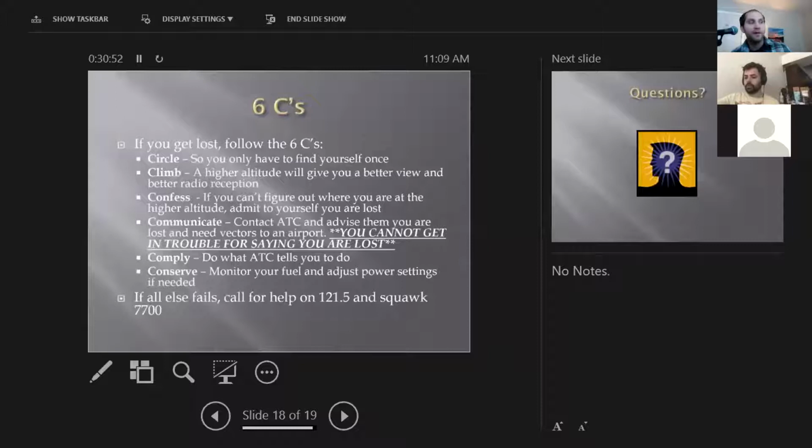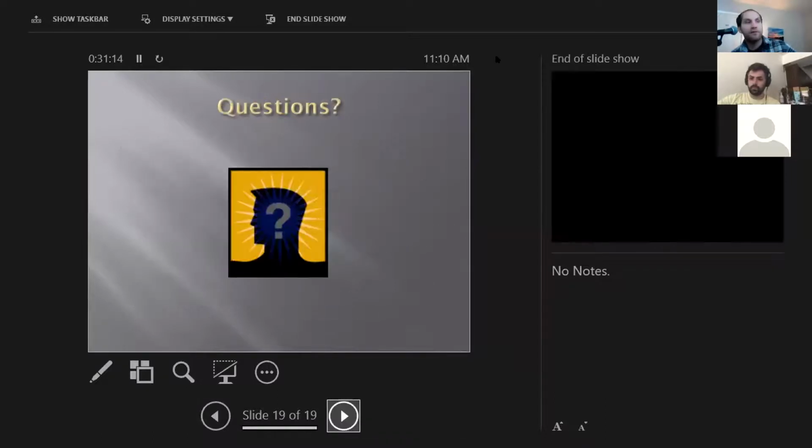Okay. So I think that was our actual last slide for that section here. I'm going to click the button so we can see it ourselves. Here were our 6 C's. Again, I probably added a few more. We had circle, climb, confess, communicate, comply, conserve, and then I would add cross check VOR, and I would add check compass. From there, I can click the button one more time, and the next slide is questions.